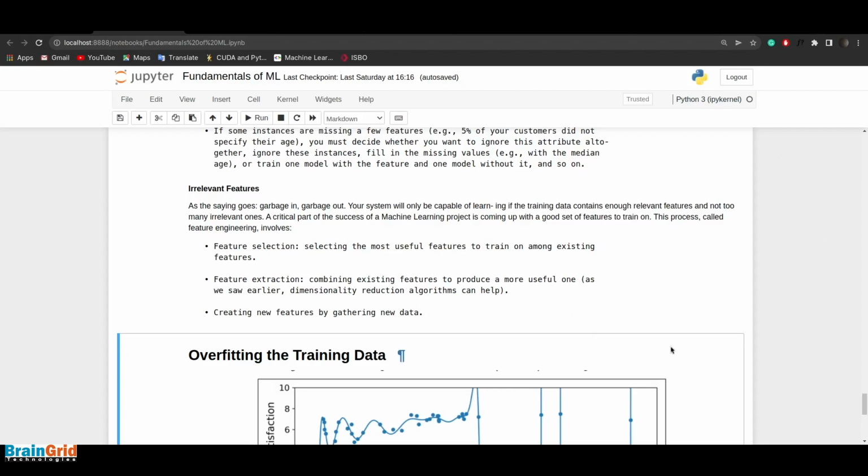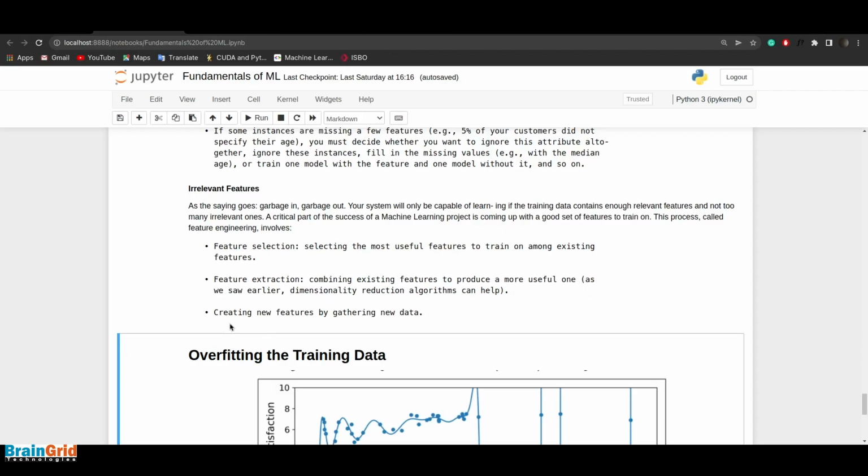So those things you can figure out, and this process is also called feature engineering. You will hear this term a lot in statistical machine learning, or even in deep learning occasionally. So feature engineering is a pretty critical process. Feature selection is selecting the most useful features to train on amongst the existing features. Do keep in mind, not all the data you collect is relevant for your model. And feature extraction is combining existing features to produce a more useful one.